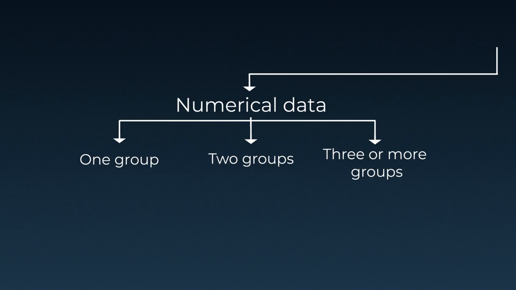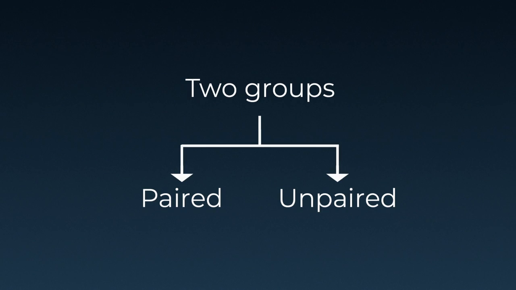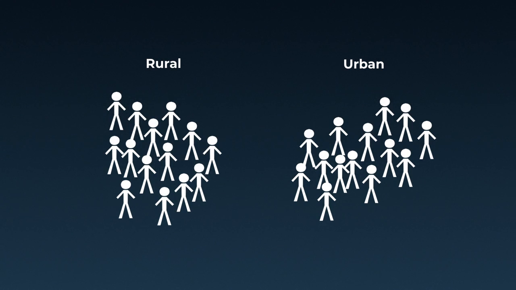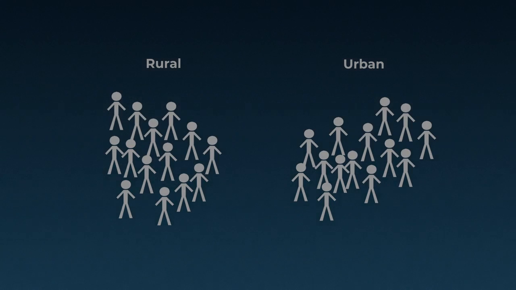Let us now focus on comparing a numerical outcome between two groups. In our example, we would like to test if there is a difference in happiness between children from urban and rural areas. To choose the right method, we need to consider one extra issue. We need to determine if the groups are paired or unpaired. In our example, the groups are unpaired. Every child belongs to only one of the groups. Children are unrelated, independent of each other.